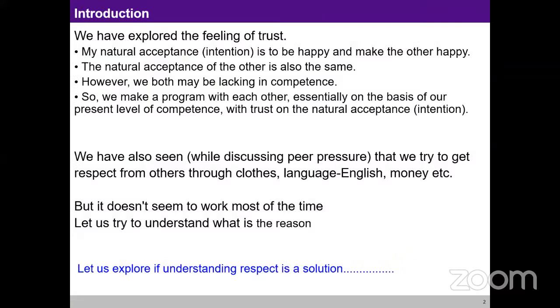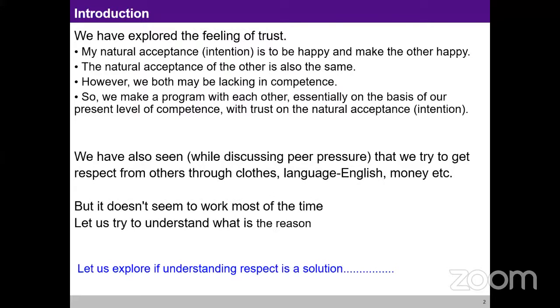So we'll just quickly go over what we have already been through. We had seen that our natural acceptance or our intention is to be happy and to make the other happy. And the natural acceptance of the other is also to be happy and to make us happy. But both of us may be lacking in competence.